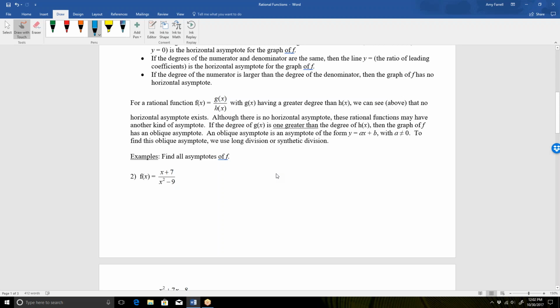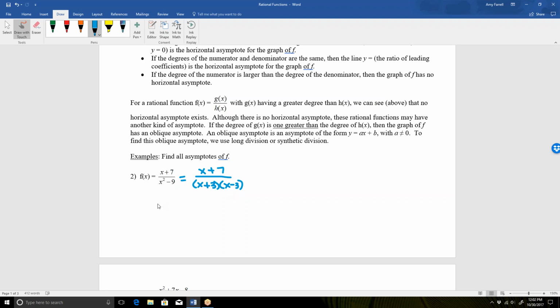Okay, I know I just went through that really, really fast, but I'll explain as we go. Okay, so we want to find all asymptotes of this function here. First of all, we'll check to see if the numerator and denominator have any common factors, and they do not. I can factor the denominator. The denominator is a difference of squares, but it factors as x plus 3 times the quantity x minus 3. And there's x plus 7 is what our numerator is.